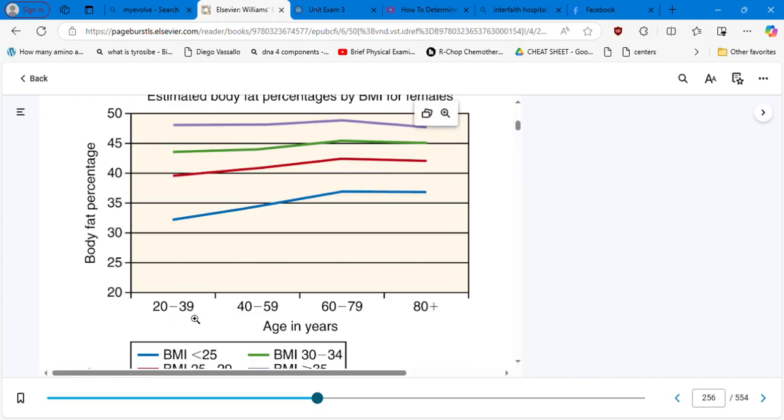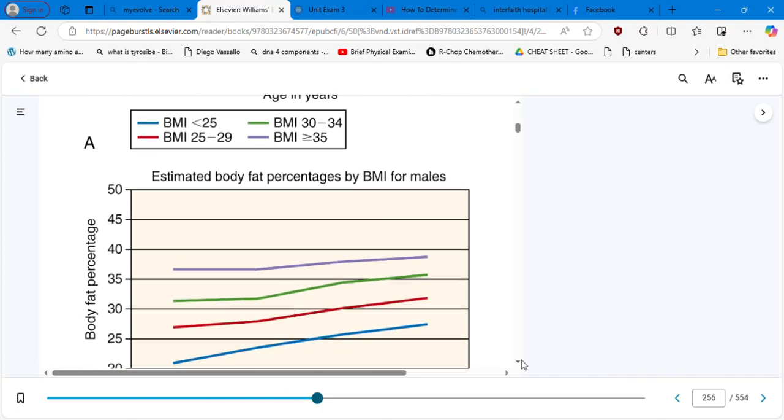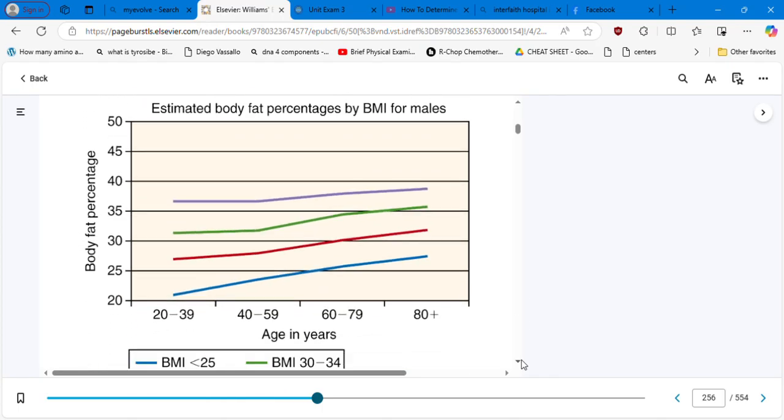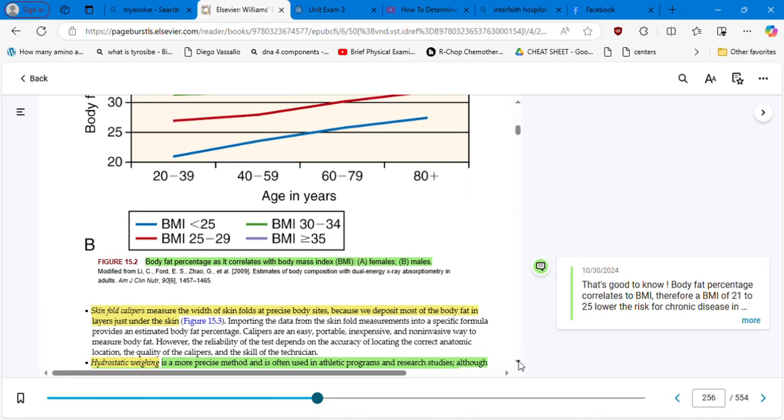From 20 to 39, let's say, the body fat is 35%, right? But this curve increases when women become 80 to almost 40%, 35, 38%, right? This is above 35% of body mass. So in terms of BMI for males, ooh, the curve goes nuts. At 20 to 39 years, they have barely 22% of body fat percentage, but when they become 80, they are almost 30. And this body fat percentage correlates with body mass index. In the first table, females, and in the second table, males.